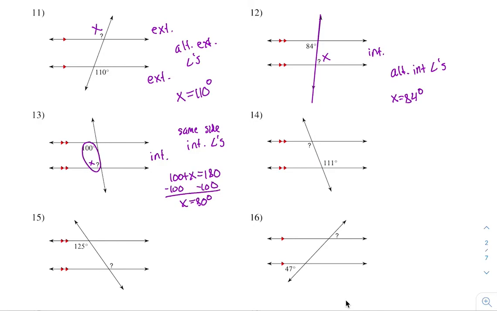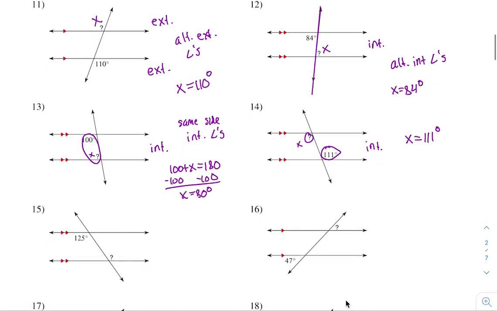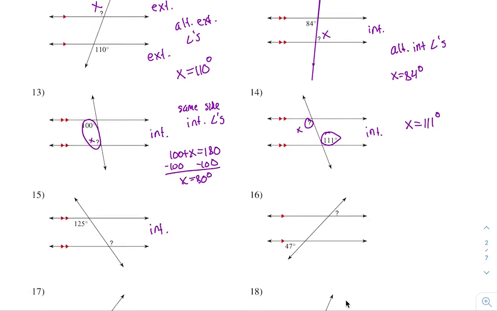14. Interior angles. So these are not on the same side, so that means they're alternate interior. And alternate interior angles are congruent. So if this is x, x is going to equal 111 degrees. 15. Again, interior angles, but they are not on the same side. Again, so these are alternate interior angles, which are congruent. So if this is x again, x is going to equal 125 degrees.